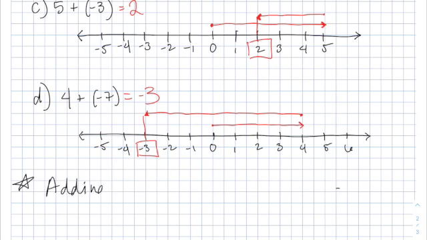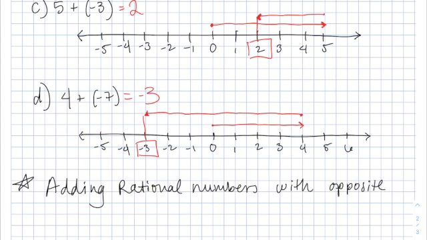So we also have a rule for when we're adding rational numbers that have opposite signs. Before, we did rational numbers that have the same sign, positive and positive, or negative and negative. And now we just did adding numbers with opposite signs, so positive and negative signs. So I'm going to write this rule out. I'm going to let you copy it, and then I'm going to explain it.